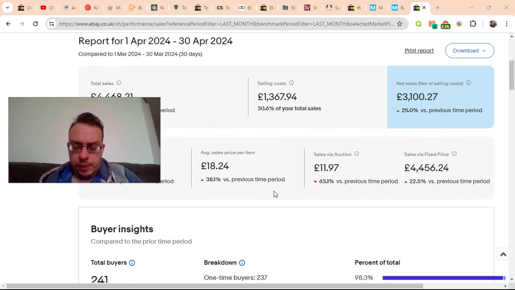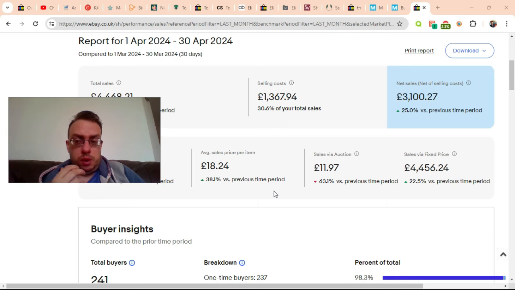So, sales via auction is down, but I'm not bothered about that. I use auction to get rid of stock that just isn't selling. And it's all 99p start stuff and stuff that cost me literally 10p to buy. So 99p plus postage, I sell it for £3.99. I actually make about 50p on each item.